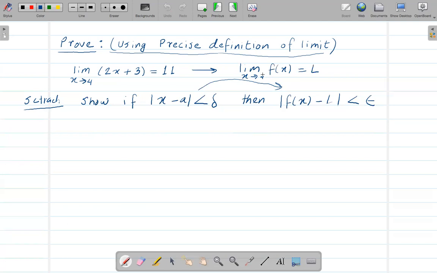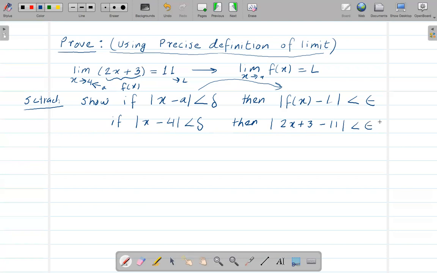Okay, so here comparing this to this, I know that the a is 4. This whole thing is f of x, and this is L, right? So from here, if the absolute value of x minus a, which is 4, is less than delta, then we need to prove that the absolute value of f of x, 2x plus 3, minus L, which is 11, is less than epsilon.